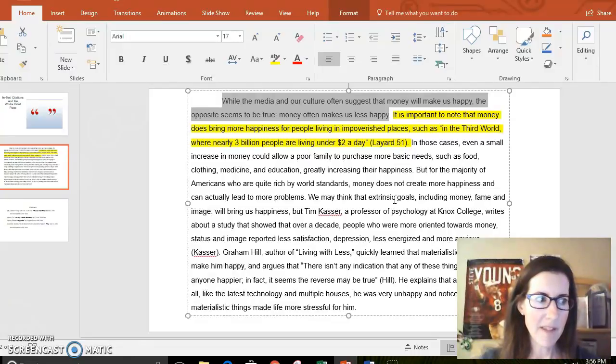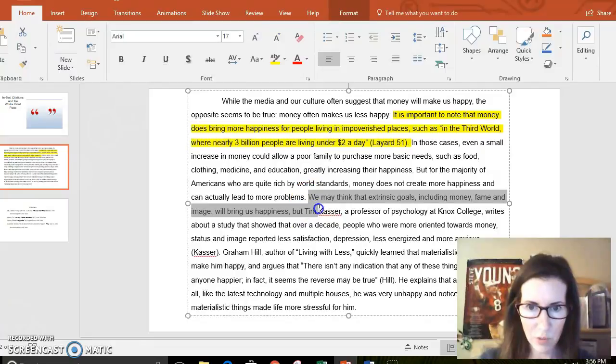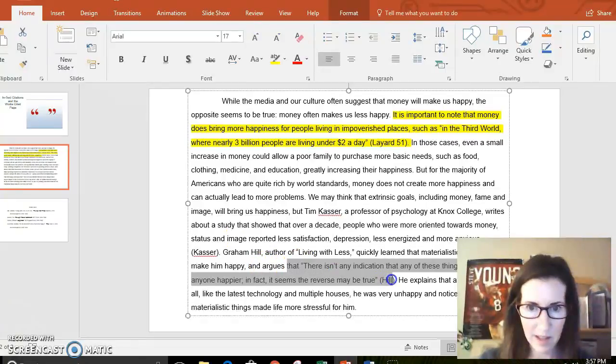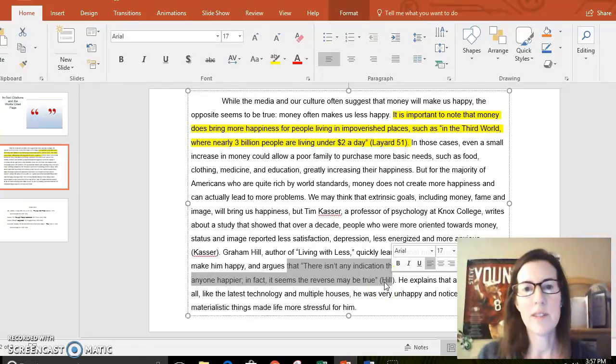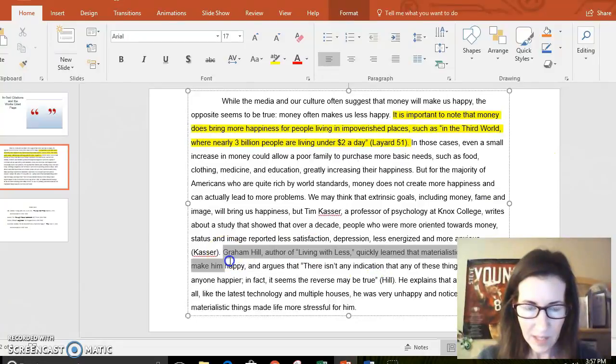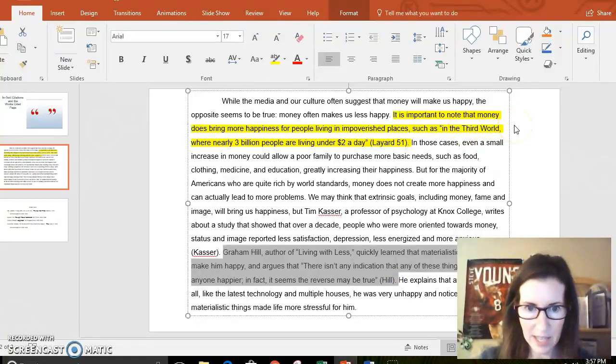So this writer has written a paragraph that looks more closely at the topic. And as we can see from a quick scan of the paragraph, the writer has included a few quotations or references to readings. I'm just looking at some of these quotations and references within the paragraph. So this writer has included some good evidence to support their point. For now, I want to focus on how the writer has integrated and cited the quotations. So starting kind of backwards first, let's look at this third quotation first. It says, Graham Hill, the author of Living with Less, quickly learned that materialistic things didn't make him happy.